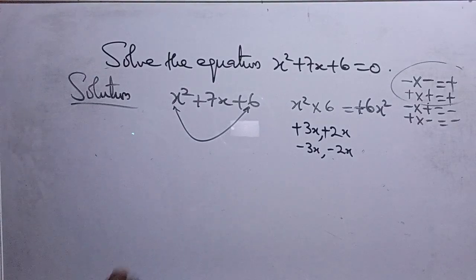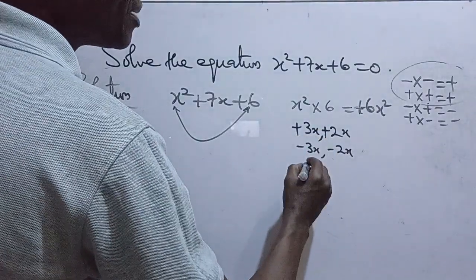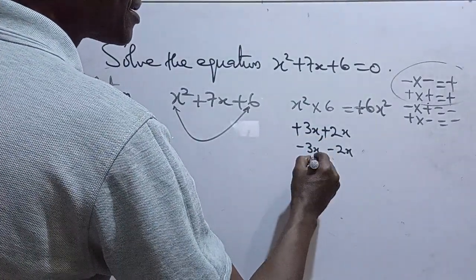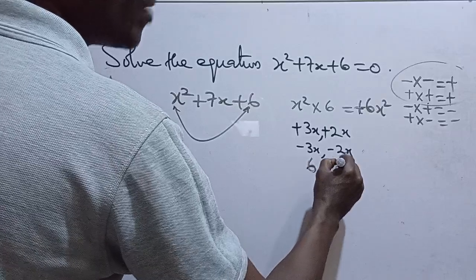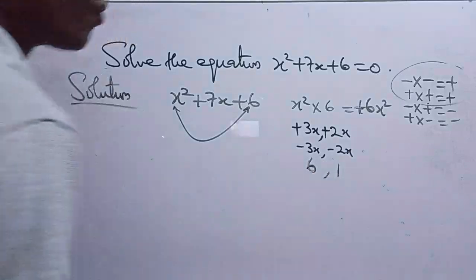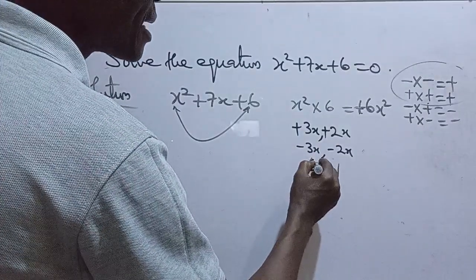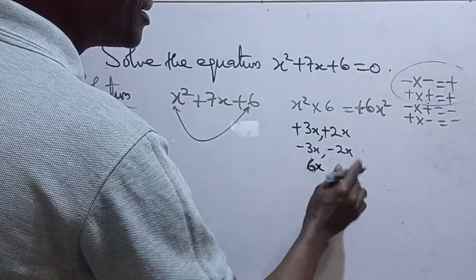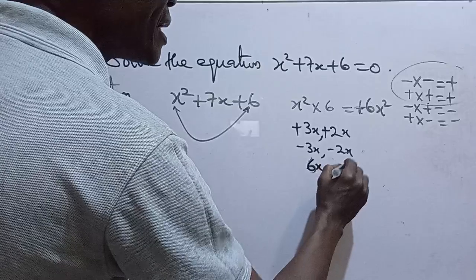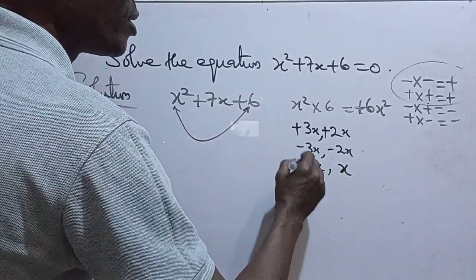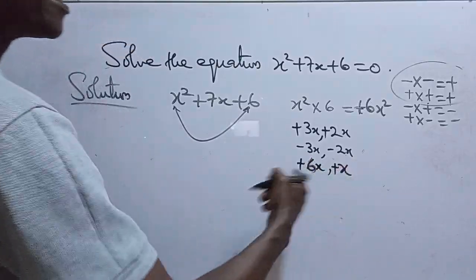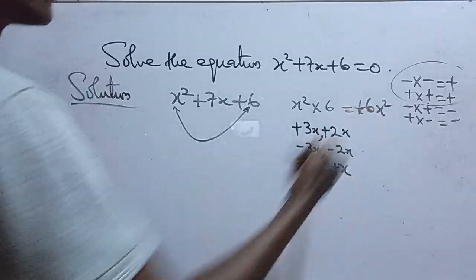Now, apart from 3 and 2, what other factors of 6 do we have? We have 6 and 1. So we can now say 6 and 1. Okay, 6 and 1. Now we can put x there, 6x, and we can write 1x. Instead of 1x, write x. Okay, so plus plus, so that by the time you multiply back, you get plus 6x squared.